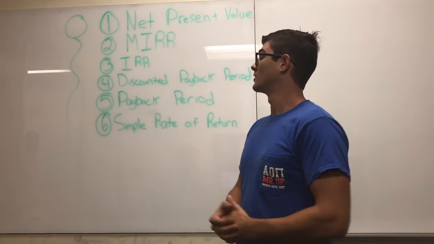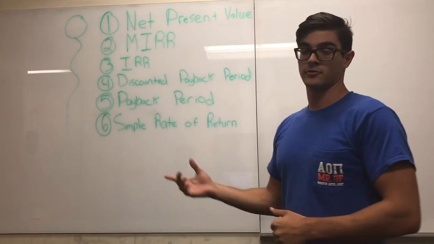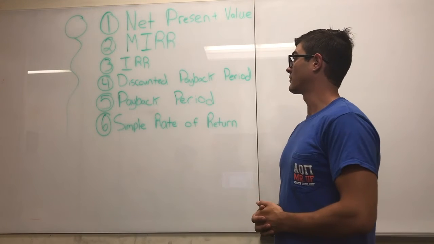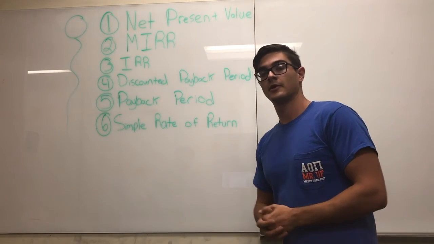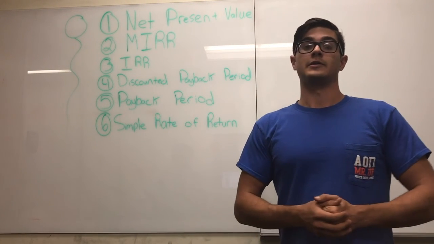Now, recapping the 6 methods, the order that you should be using based on reliability would be 1, the net present value, 2, the modified internal rate of return, 3, the regular internal rate of return, 4, the discounted payback period, 5, the normal payback period, and lastly, the simple rate of return.